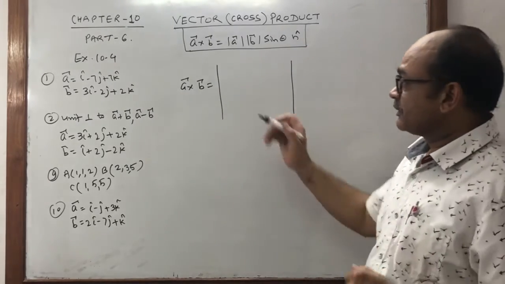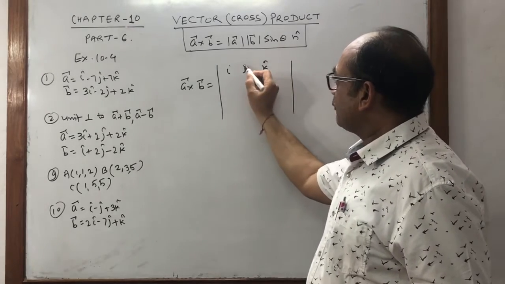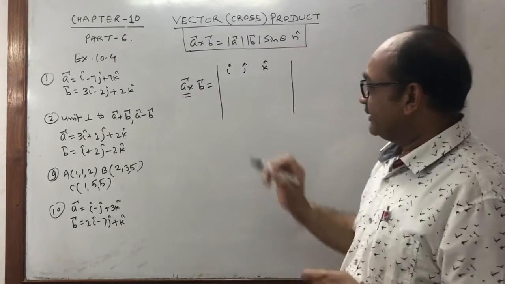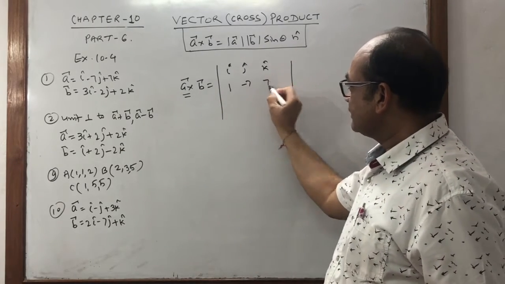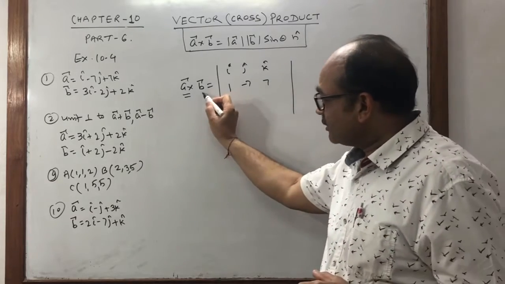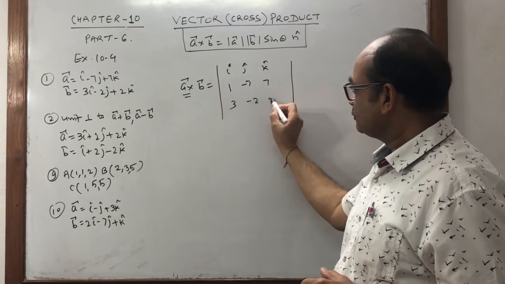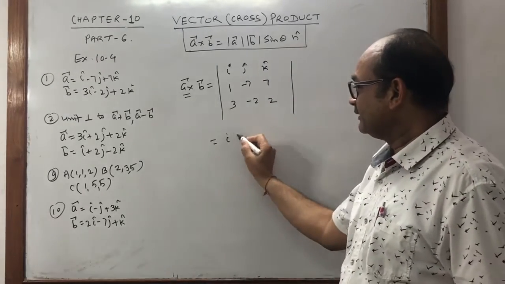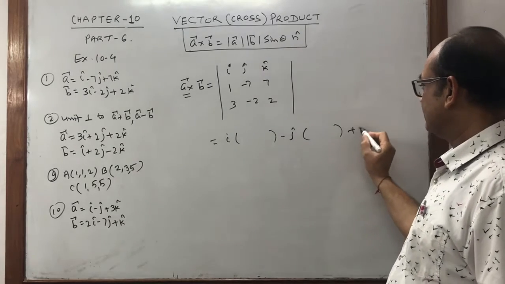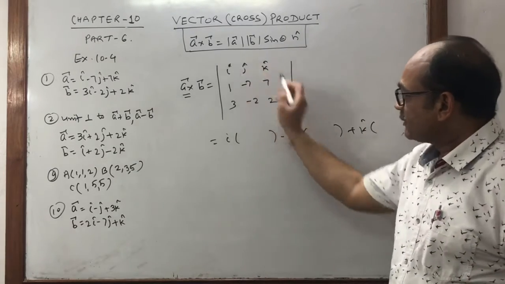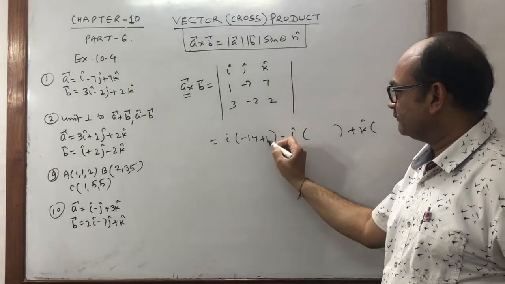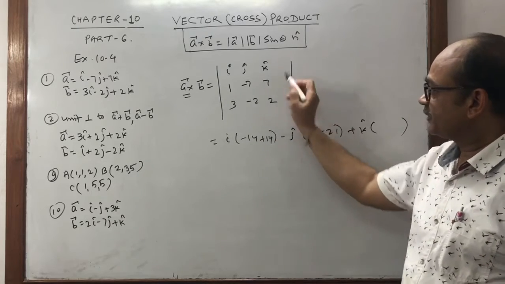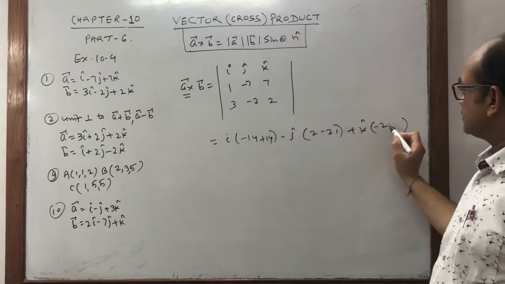How to use determinant? I, J, K remain always as the first row. And which will be the second row? Second row will be with A. So coefficients are 1, minus 7 and 7. And the third row with B, that is 3, minus 2 and 2. And you know determinant very well. So how we calculate? I minus J plus K. Here minus 14 and plus 14. For J, 2 minus 21. And for K, minus 2 plus 21.